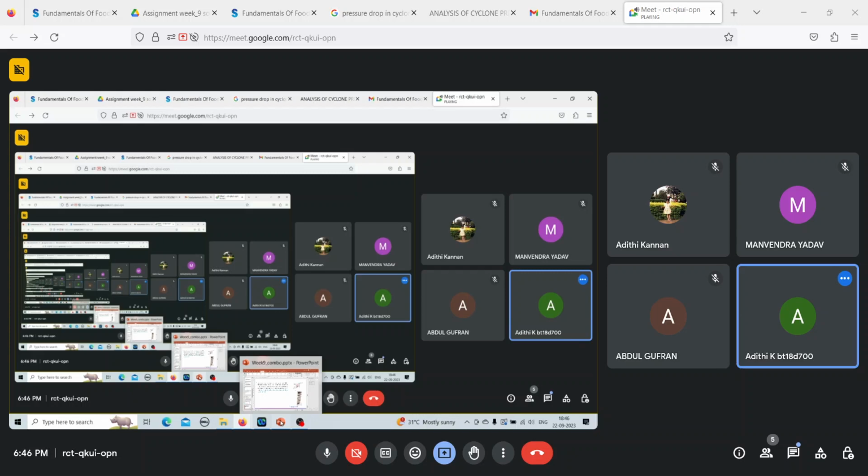So omega can be given as 2 pi n, where n is given in revolutions per second. In the question we have revolutions per minute, so we are converting it into revolutions per second. So we will go one by one.